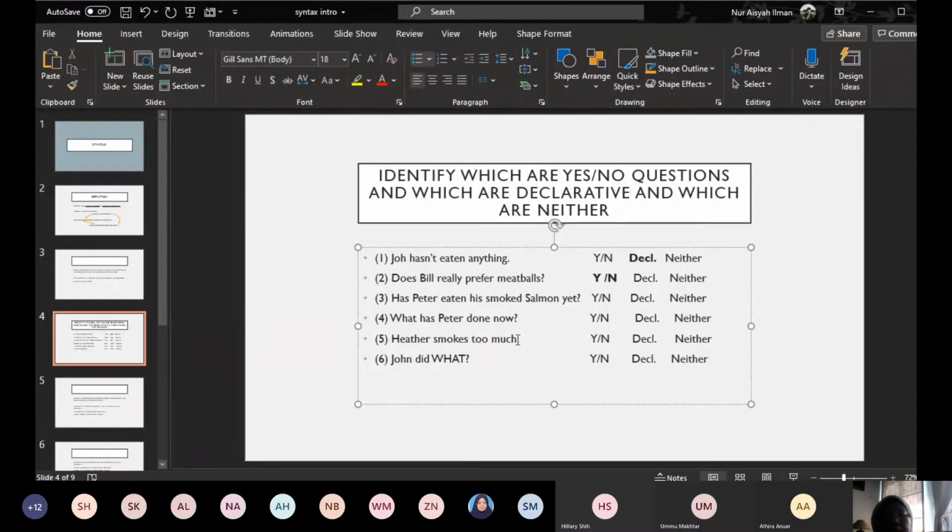And then, has Peter eaten his smoked salmon yet? What do you think it is? Has Peter eaten his smoked salmon yet? Is it a yes/no question or a declarative or neither? Yes/no question. Yes/no questions. Number 4.